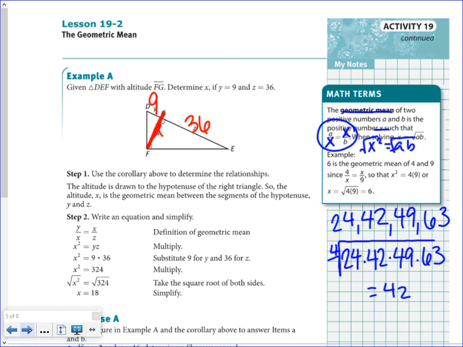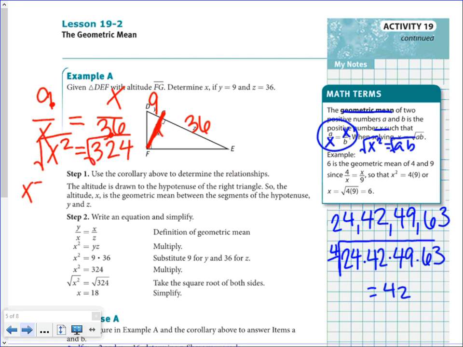So this is our altitude. Our altitude is the geometric mean. So when I go to set up my ratios, I can put X in its geometric mean location. Then it's the geometric mean between 2 numbers, 9 and 36. And so I place the 9 and the 36. If you'd rather put the 36 here and the 9 here, that's acceptable. Cross multiply. You have X squared equals 9 times 36, which is 324. And then you take the square root, and you get that X is 18. So that'd be if you were given Y and Z looking for X.